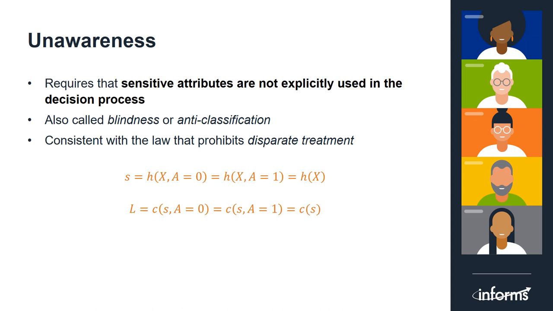Unawareness ensures that sensitive attributes do not explicitly affect the decision, and therefore, there is no disparate treatment. However, algorithms and decision-making processes that satisfy the unawareness requirement often lead to different outcomes across groups, creating disparate impact. This is because sensitive attributes are usually correlated with other features. So even though the sensitive attributes are not explicitly used in the machine learning model, the input features could still carry information about the sensitive attributes. This phenomenon is commonly known as redundant encoding. This particular observation has very important implications. It suggests that removing sensitive attributes from machine learning models may not be sufficient to ensure machine fairness.